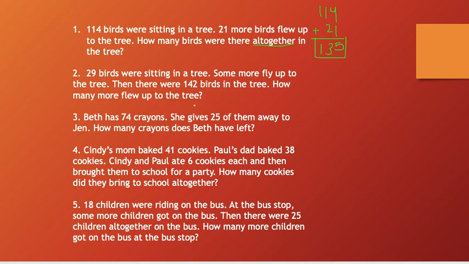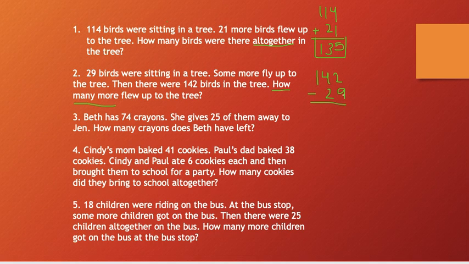Number 2 says 29 birds were sitting in a tree. Some more fly up to the tree. Then there were 142 birds in the tree. How many more flew up to the tree? How many more is a keyword for subtraction. So we're subtracting these two numbers. So we always start off with our bigger number first. So we are going to subtract 142 minus 29.